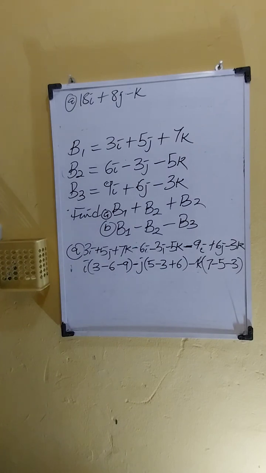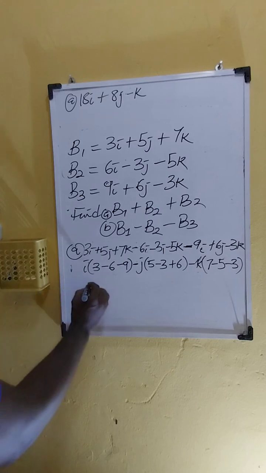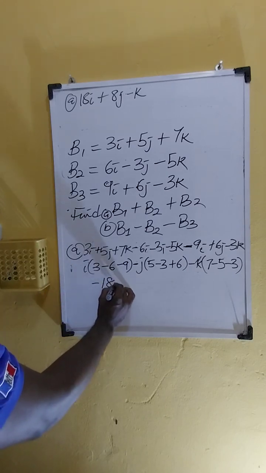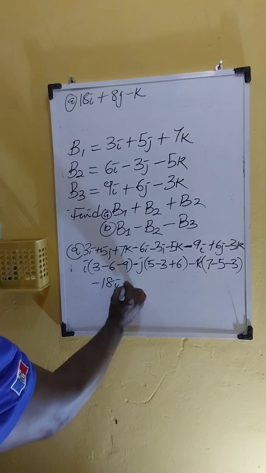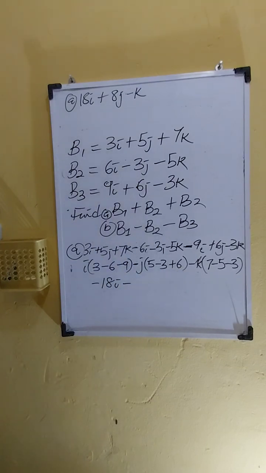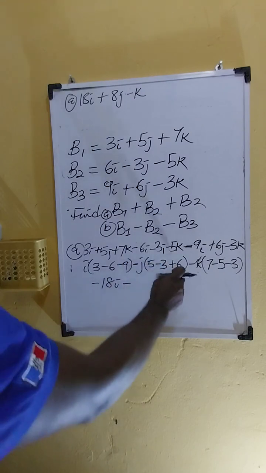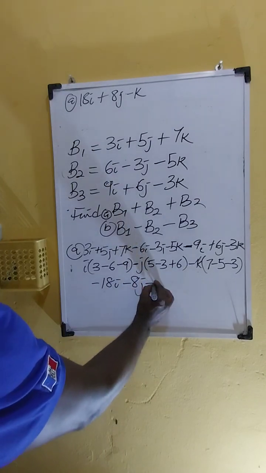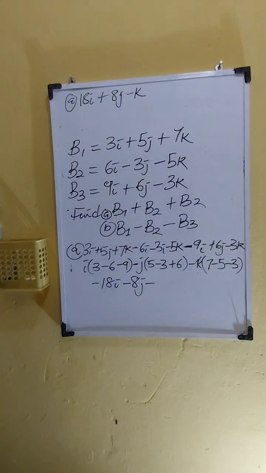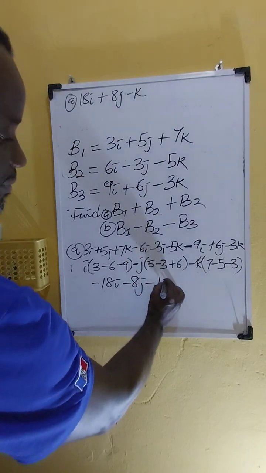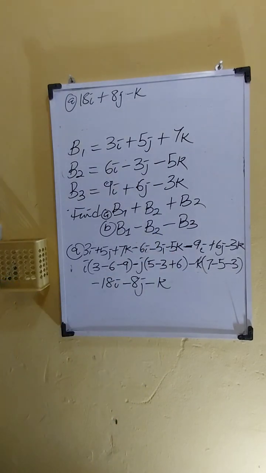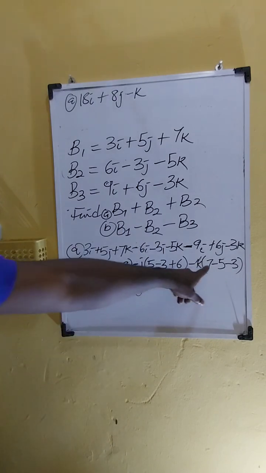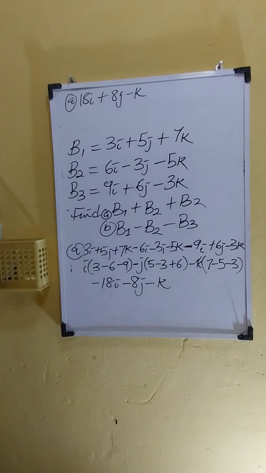Minus 18. Minus 18I. So we'll bring down the minus. So what do we have next? 5 minus 3 plus 2, 8. So 8J. So bring down the minus. What do we have here? Minus K. So it's actually minus K. 7 minus 2. Okay, all right, plus K.